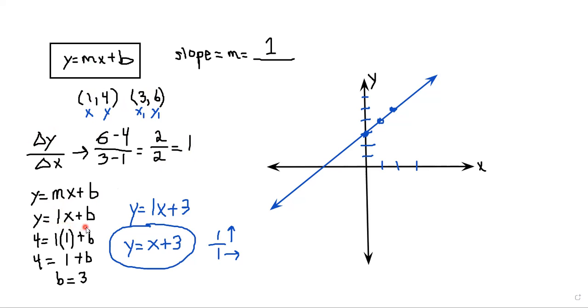Then we got to figure out, oh geez, what's this b thing? Well, that's important because that gives us an anchor to start our graph. We just substituted in these points here, and we figured out b equals 3. So now we rewrote our equation, y equals x plus 3. We plotted our point. We figured out our slope, 1 over 1, up 1, over 1, up 1, over 1. And then like when you're a little kid, you connected the dots and you have a nice line.